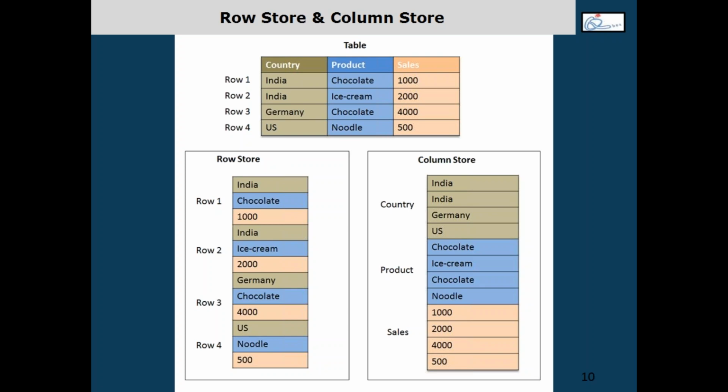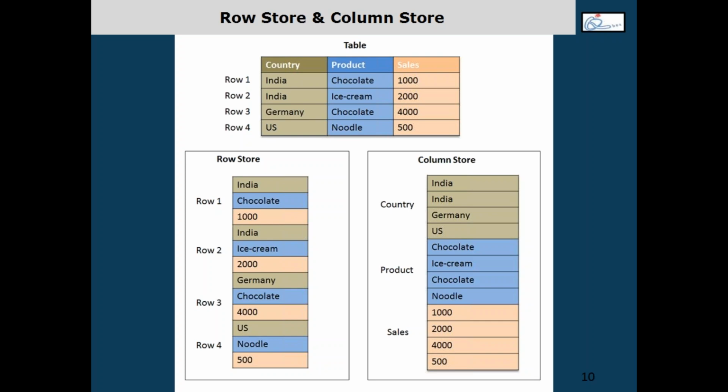Now, when I want to insert data into a table, I would like to analyze whether row store is better or column store is better. I would like to insert a new record: insert data into this table, values Nepal, ice cream, and sales 1,000. Now, which one is better?